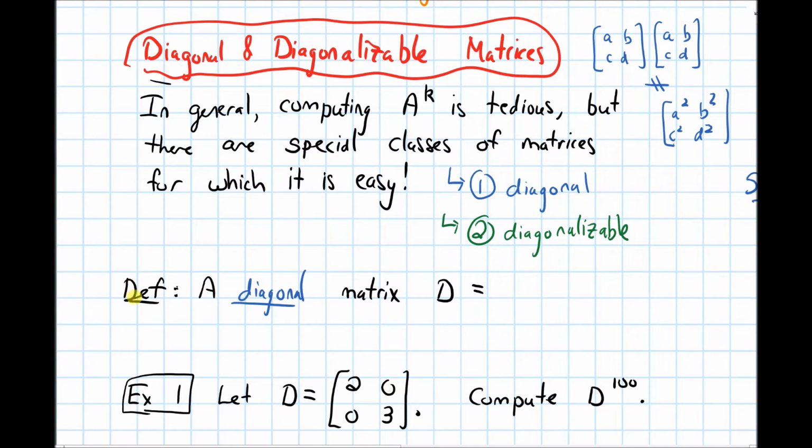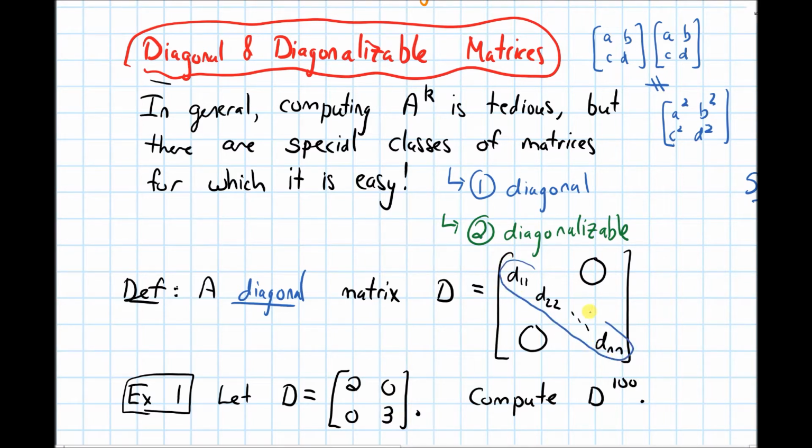Okay, so let's first define what a diagonal matrix D is. A diagonal matrix D is a matrix of the form where there may be some diagonal entries, which I'll call D11, D22, up until DNN. But everything that's not on the diagonal is 0, so the entries both above and below the diagonal are 0. There may be non-zero things on the main diagonal, but everything off it is 0. So that's what a diagonal matrix is.